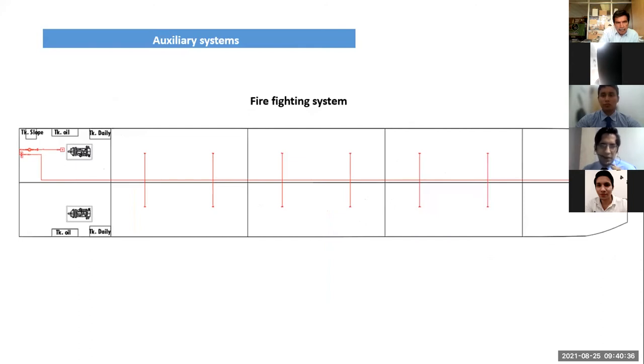The other system that we have is the firefighting system. As we can see, the pipeline starts at a sea chest. The pipeline is then distributed along the ship. And as we can see in this case, we have four sprinklers in one of the sections of the cargo.